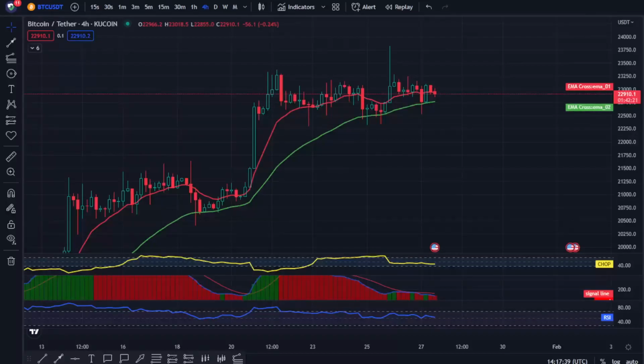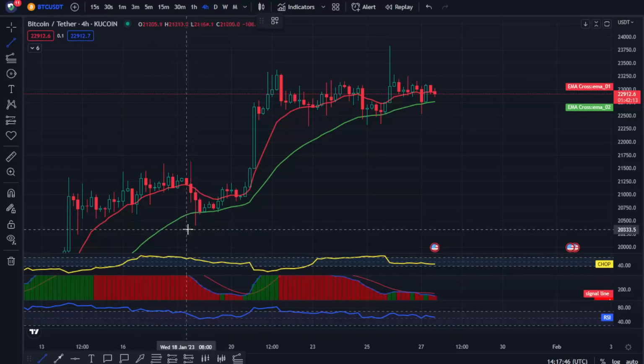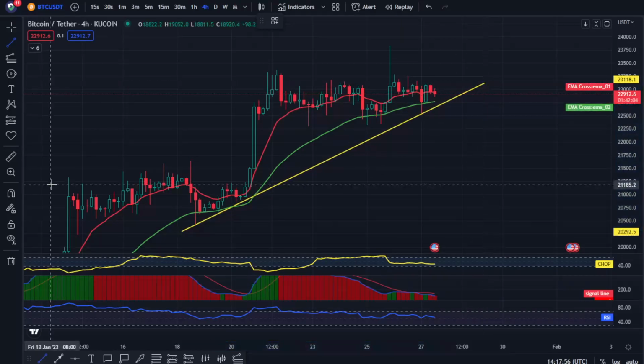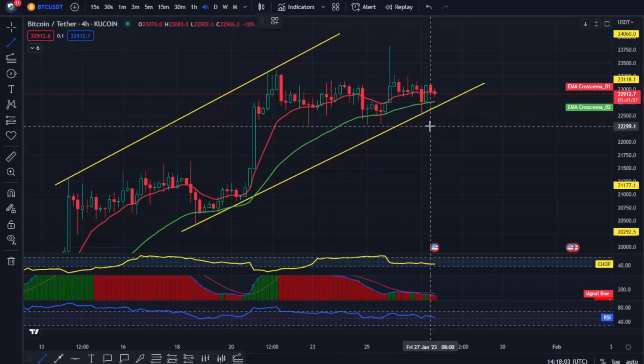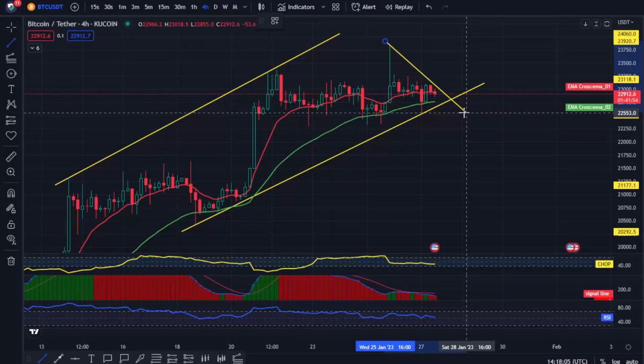Let's start by checking the situation on BTC in pair to USDT on a 4-hour interval. First of all, it is worth marking the uptrend channel in which the price is moving, while locally we are moving under the downtrend line.